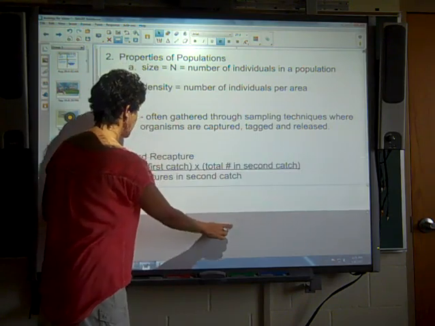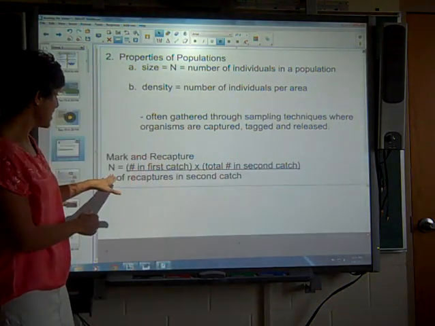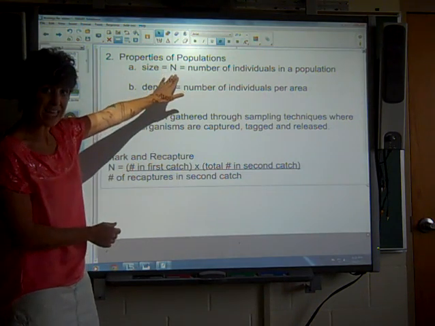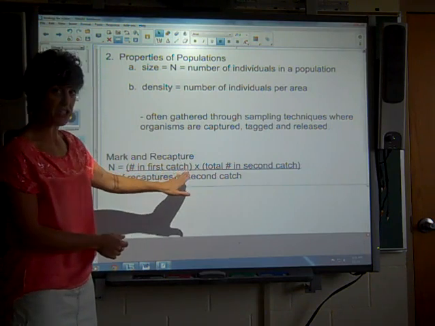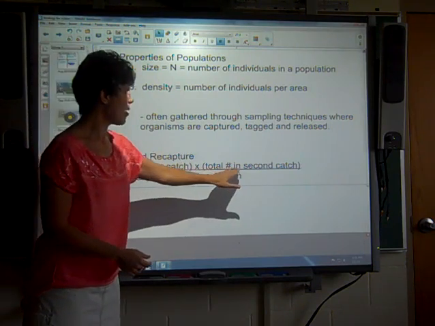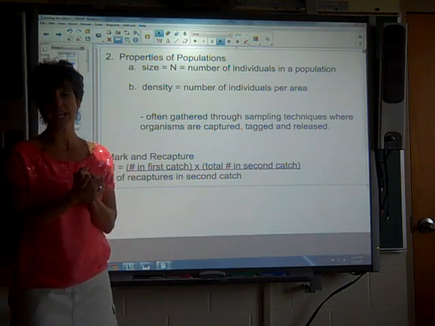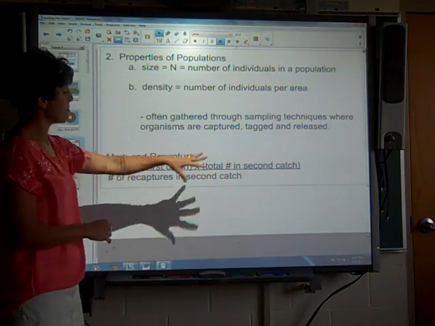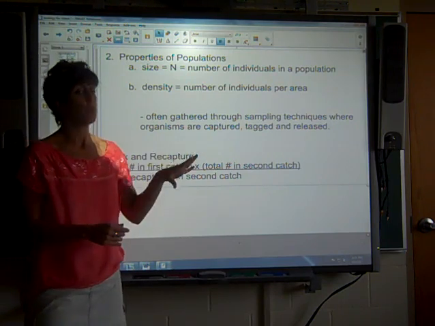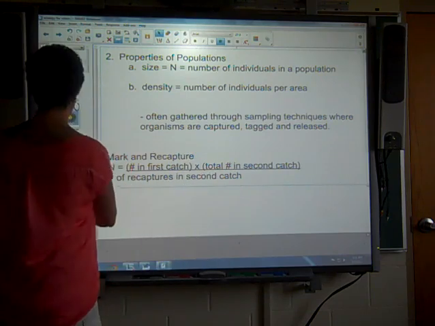Here is the formula that is used. It's called the mark and recapture method. N is equal to, so we're trying to get the size of the population, the number in the first catch times the number in the second catch, and we're going to divide that by the number of recaptures that we found in that second catch. So this is a mathematical calculation. We will do plenty of practice ones during class together.